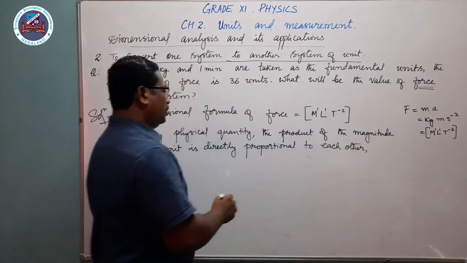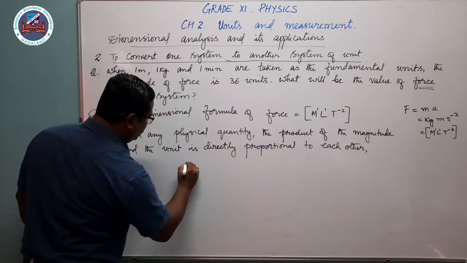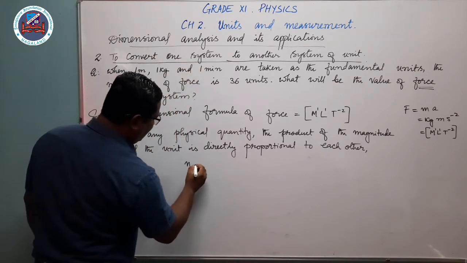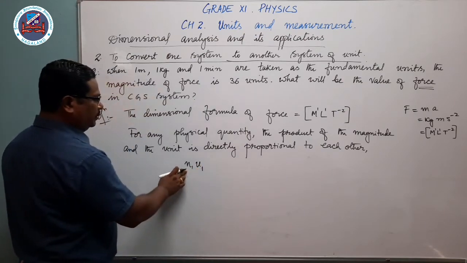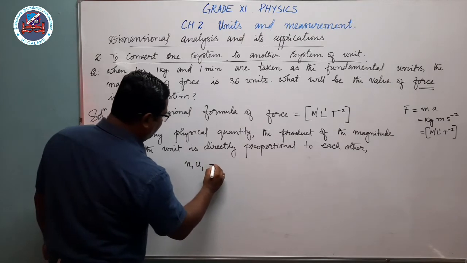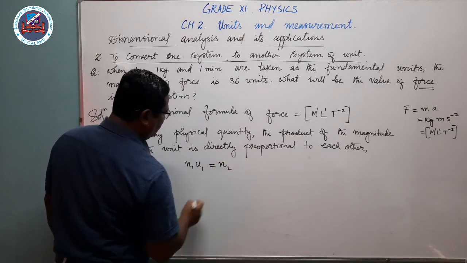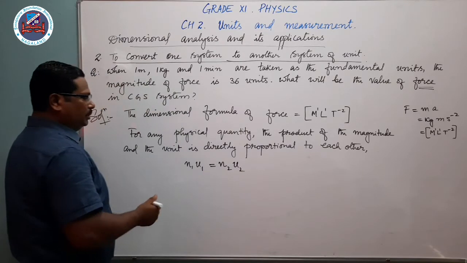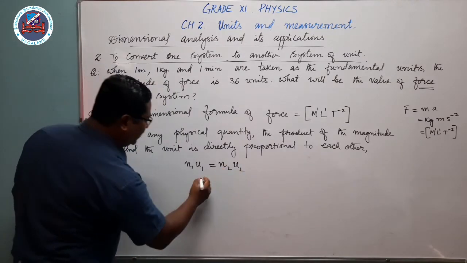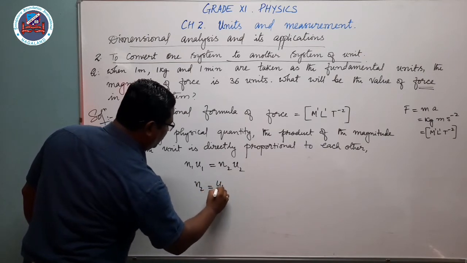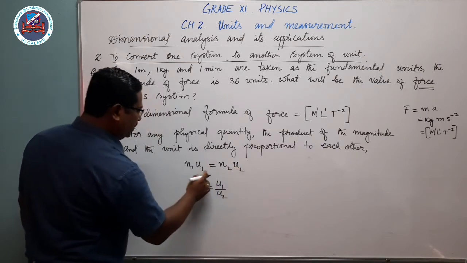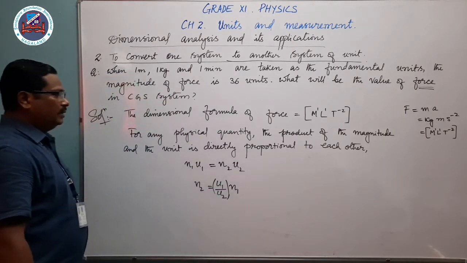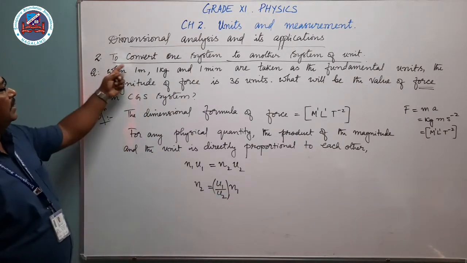So now the product of the magnitude and the unit, suppose n1 for the given information, and the unit is u1. We write n for the magnitude and u for the unit. It will always be equal to the magnitude of the second, new system of unit, with the unit written as u2. So from here what we can find is n2 is equal to u1 by u2 times n1. This relation first we'll try to find out.